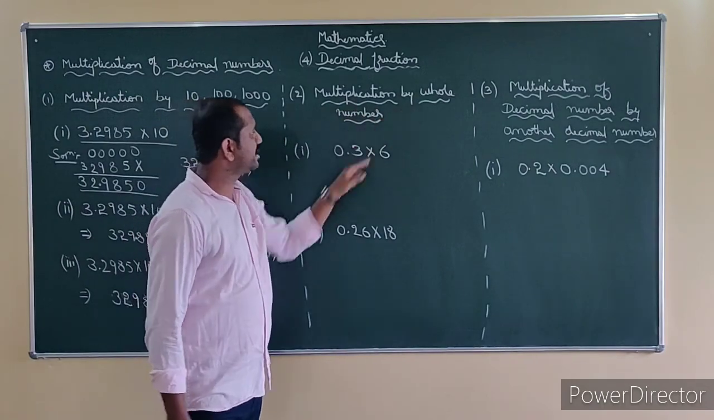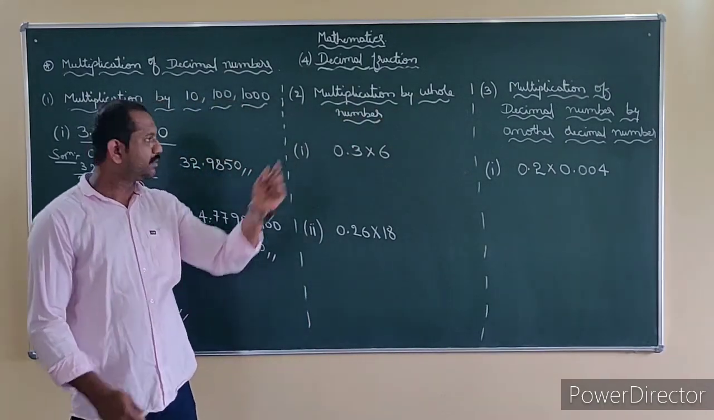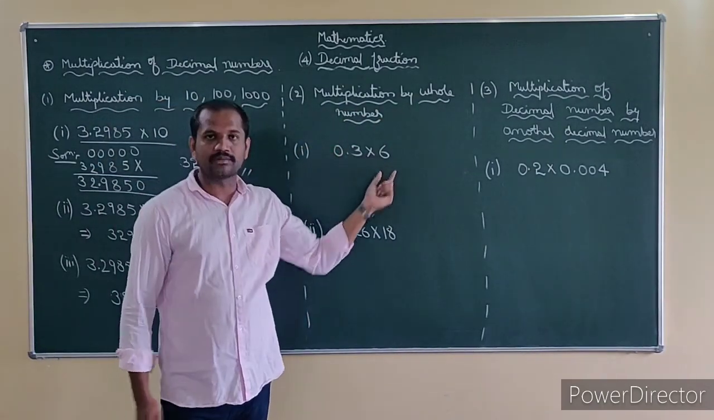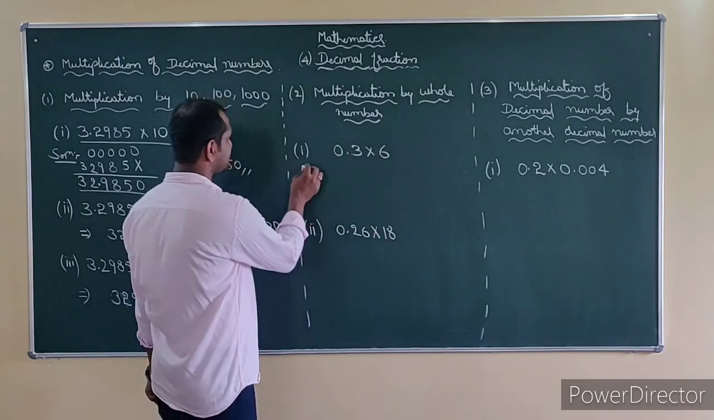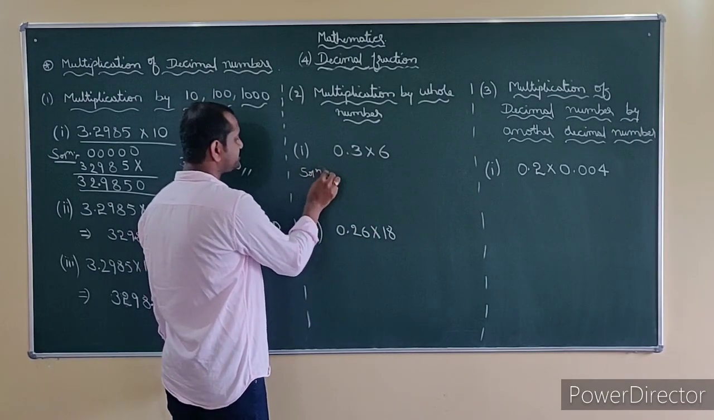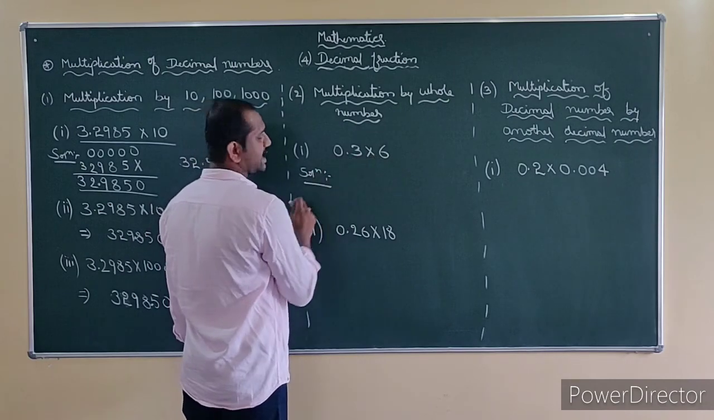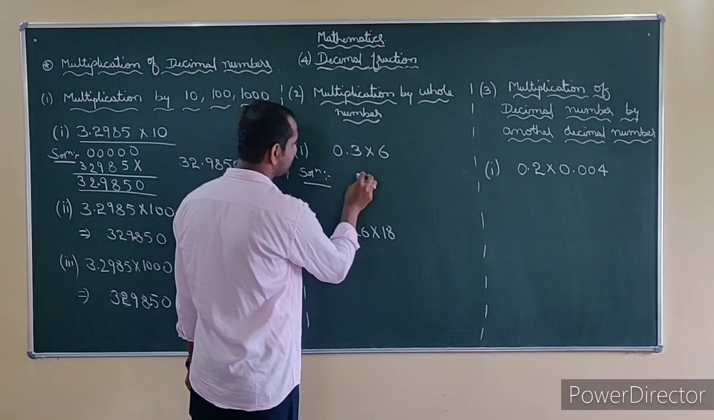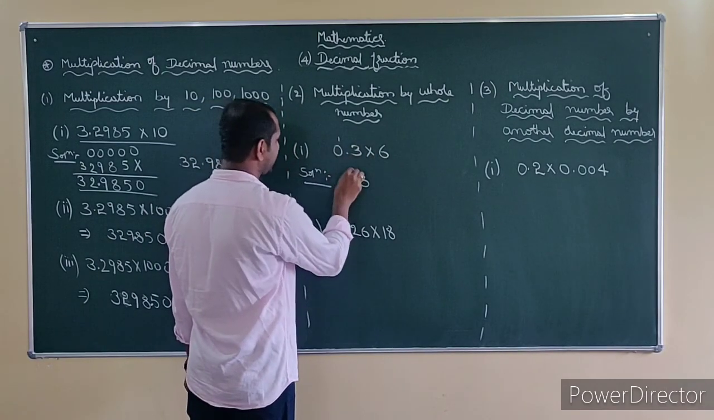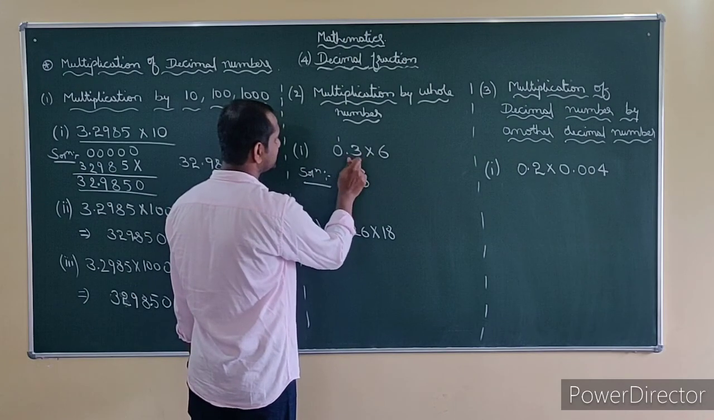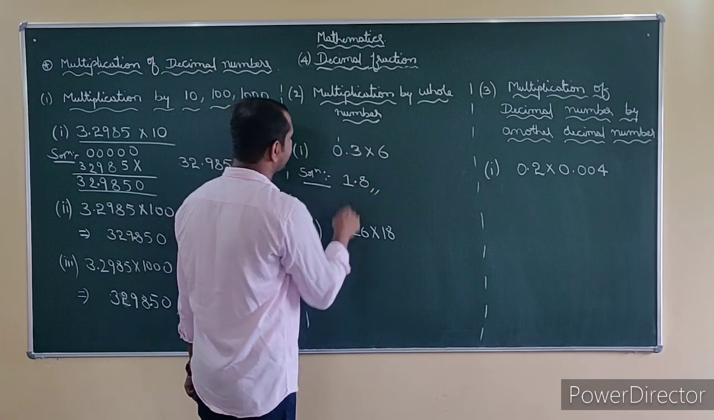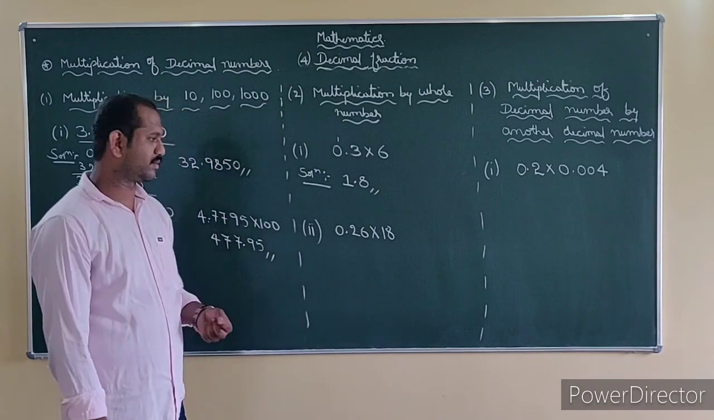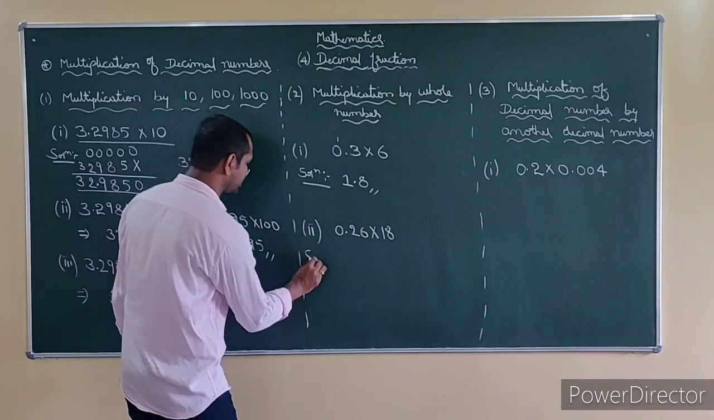That is multiplication by a whole number. When you are multiplying a decimal number and a whole number, how do you multiply? Let us see. This is a very simple way. 6 3s are how much? 18. 8 carry 1. 6 0s are 0, plus the carry 1. Since the decimal number has 1 digit after the point, it is 1 point. Simple problem.